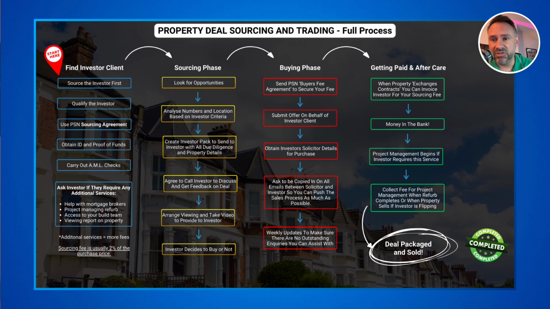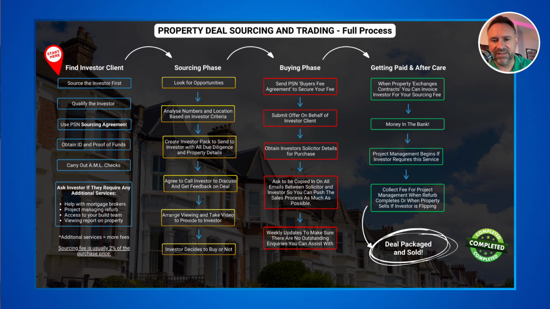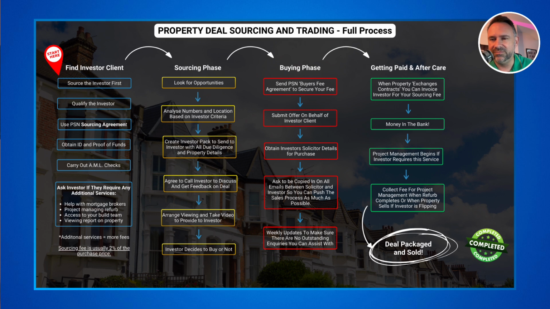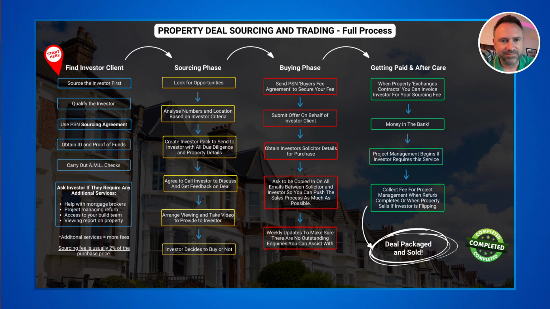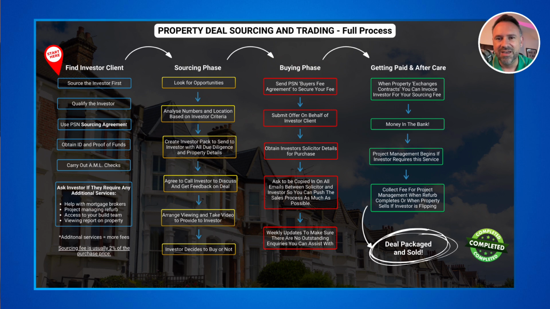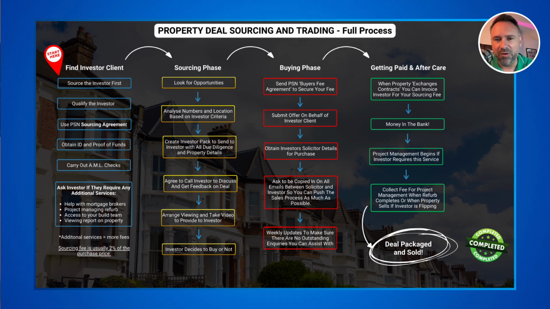What you want essentially is weekly updates to make sure that there are no outstanding inquiries that you can assist with. Because what you'll find is, once the conveyancing process starts, the solicitors are dealing with the searches, the survey maybe being carried out on behalf of the lender, etc.